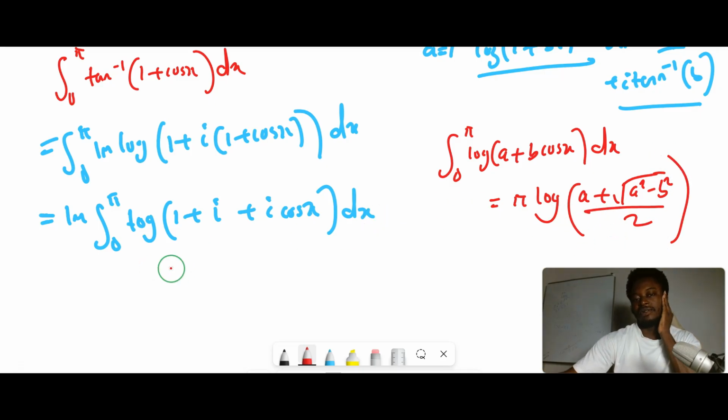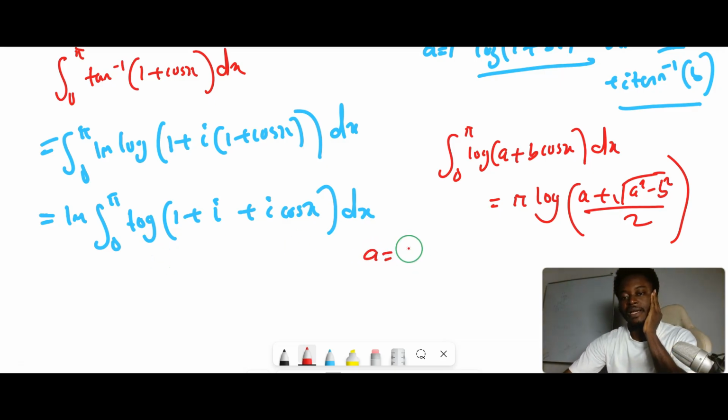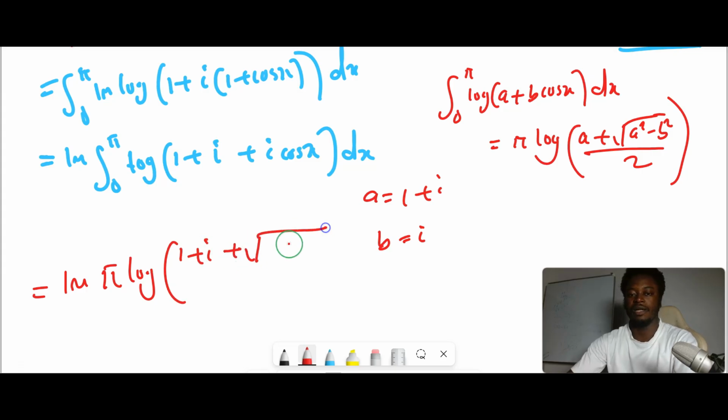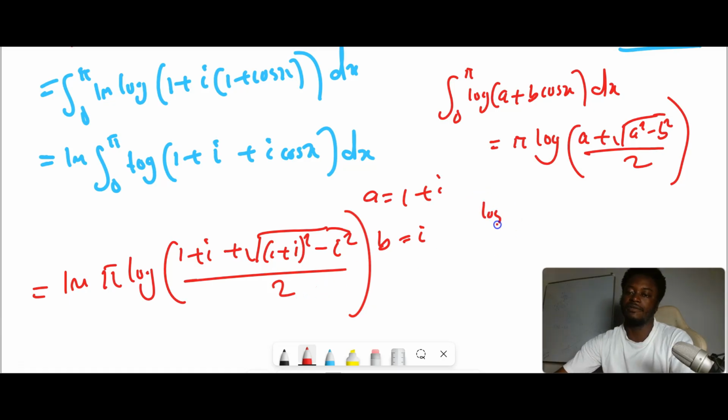So in this case we're going to take a to be 1 plus i, and then we're going to take b to be just i. Essentially you will see that this integral will be the imaginary part of pi times the logarithm of 1 plus i plus the square root of 1 plus i squared minus i squared, all divided by 2. Notice that the logarithm of a over b is the same thing as log a minus log b.